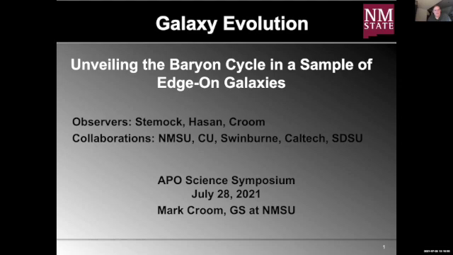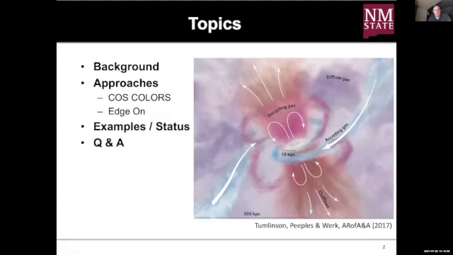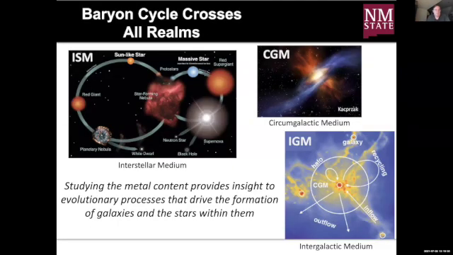Thanks to Jessica, we have already covered a lot of the upfront background. But as I mentioned, I wanted to talk about two different programs, one we call COS Colors and a newer one we call Edge-On. We'll discuss how both programs relate to baryonic flow in and out of the CGM, which is illustrated here. The CGM is the intermediary between the ISM and the IGM, and the baryon cycle crosses through that.